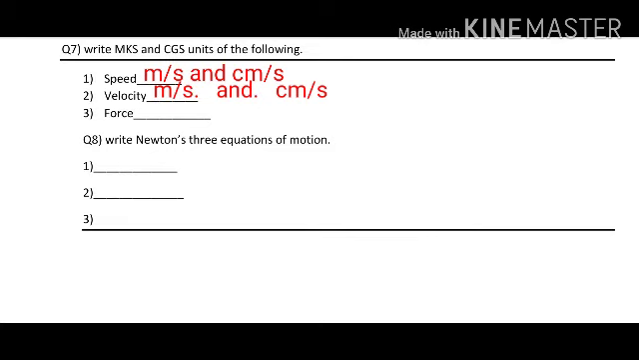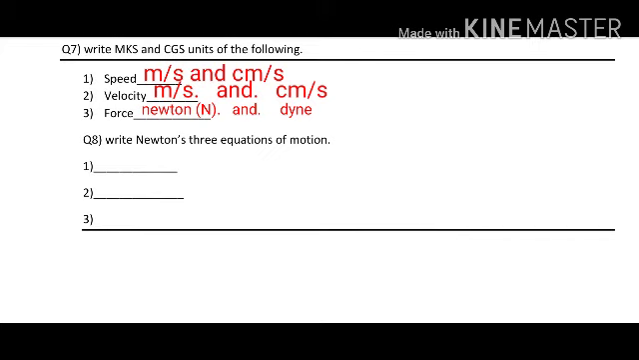Velocity again is distance upon time, that is displacement upon time. Displacement is measured in meter only. So in MKS it will be meter per second, in CGS it will be centimeter per second. Next is force. In the MKS system it is Newton and in the CGS system it is dyne.